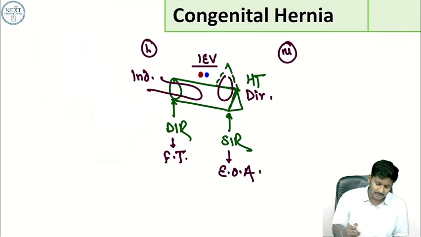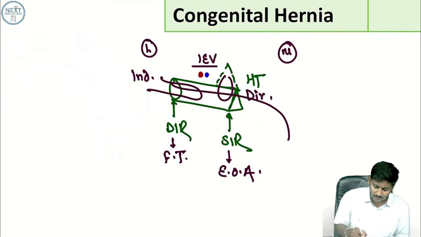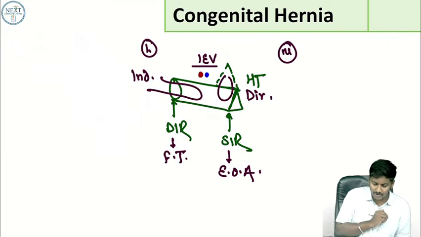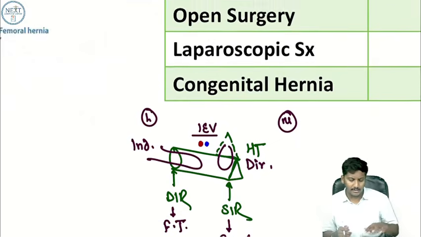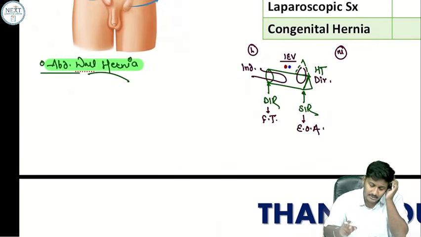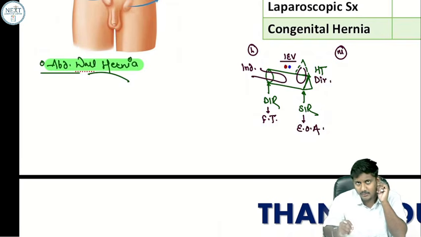Sometimes the inguinal hernia can even come down into the scrotal sac as well. There can be a scrotal extension of the inguinal hernia at times. Clear? So a hernia lateral to the inferior epigastric vessel is indirect, medial to the inferior epigastric vessel is direct.